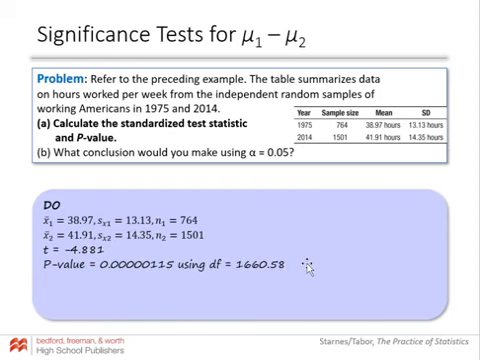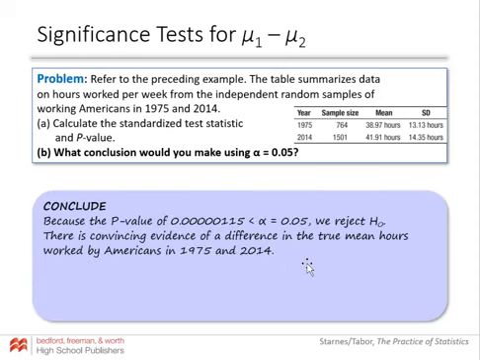All right, and for our conclusion, same rules as before. So our p-value in this case is less than alpha. So we're going to reject the null hypothesis, and we do have convincing evidence of a difference between 1975 and 2014. A note on this p-value, this is really, really small.